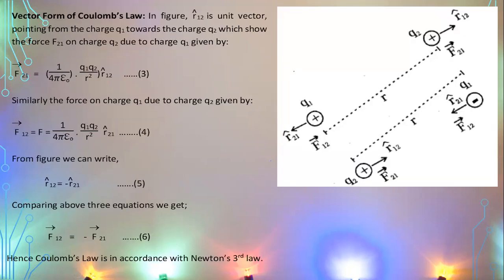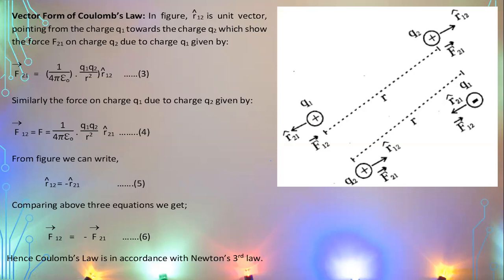So our next topic is, what is the vector form of Coulomb's law? Because there are two charges, Q1 and Q2, the case will be according to Newton's third law of motion. If charge Q1 is applying force on charge Q2, then of course it is the action of charge 1 on charge 2. Similarly, charge 2 will be applying a force on charge Q1 as a reaction force.